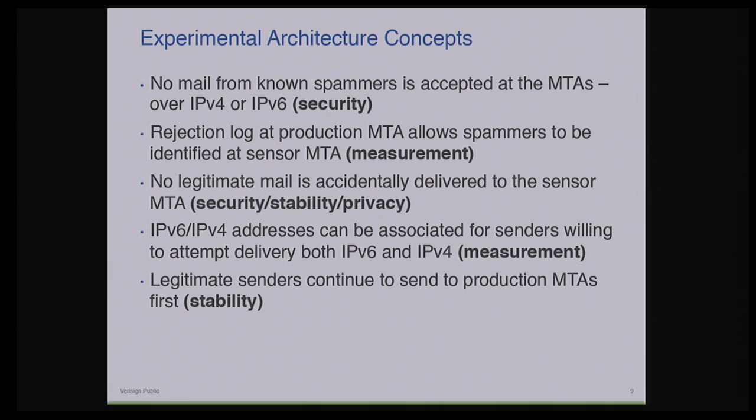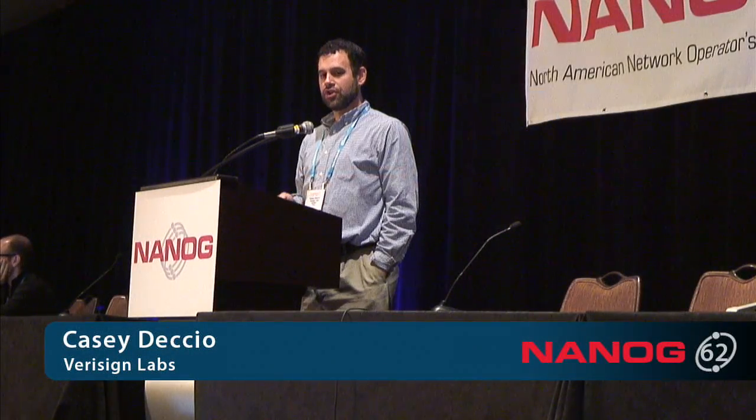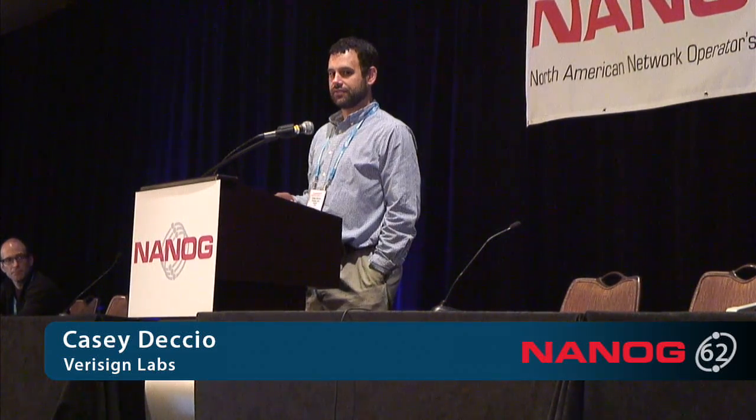Okay, so that's some of the concepts behind this and why it was done this way, in what we would call a zero-risk approach. Okay, so the next step is, now we've got this architecture set up, how do I identify spammers? Well, the IPv4 spammers are known because we have the DNS block list and the rejection log at the primary MTA. So the challenge then, of course, is identifying the IPv6 spammers.